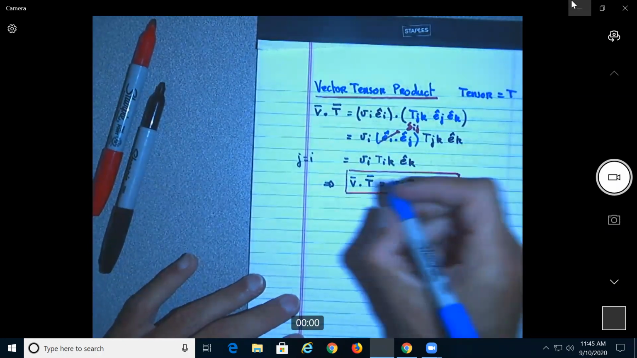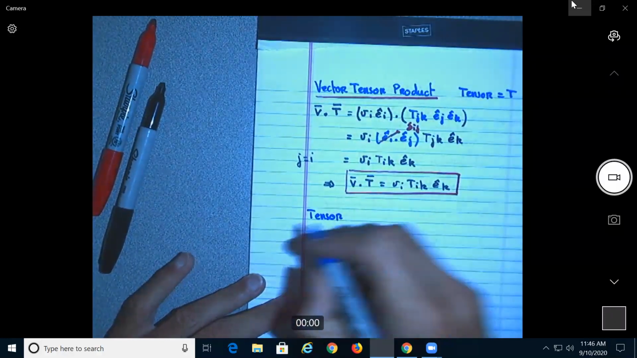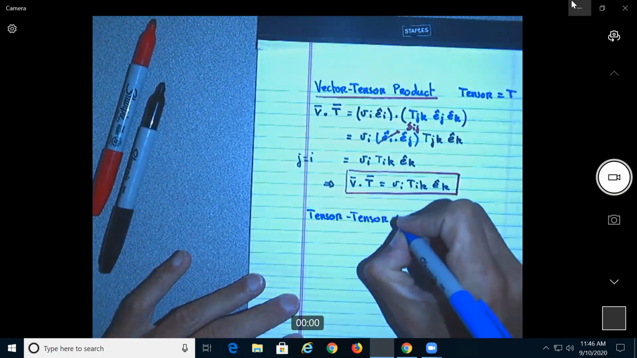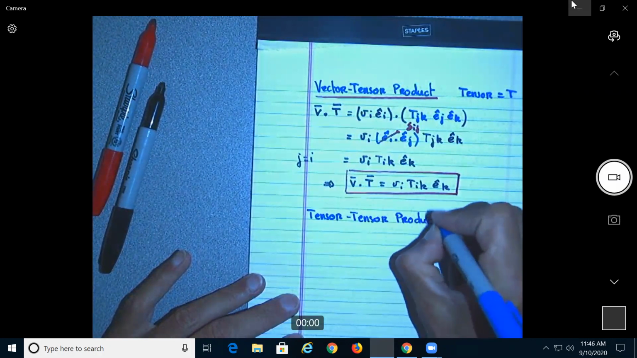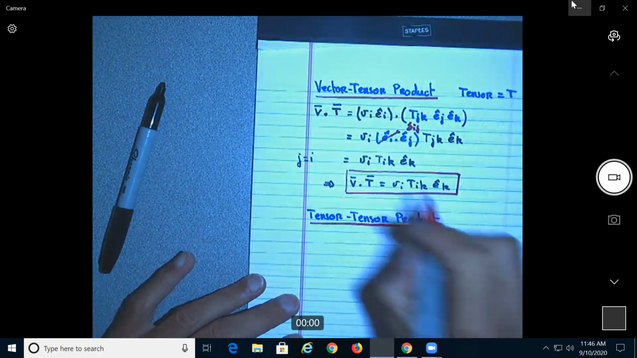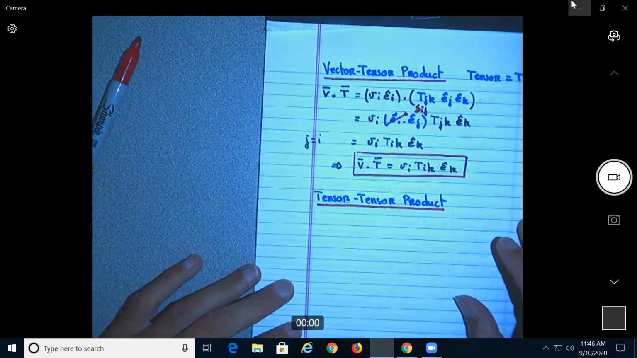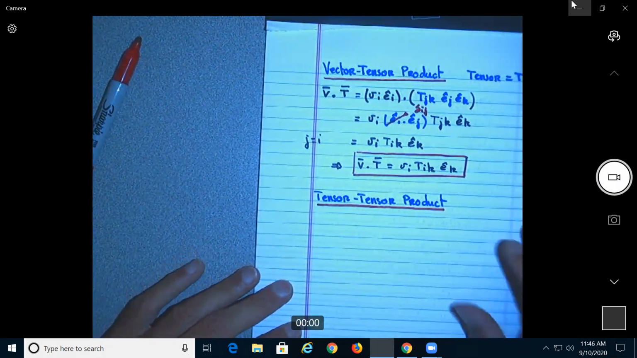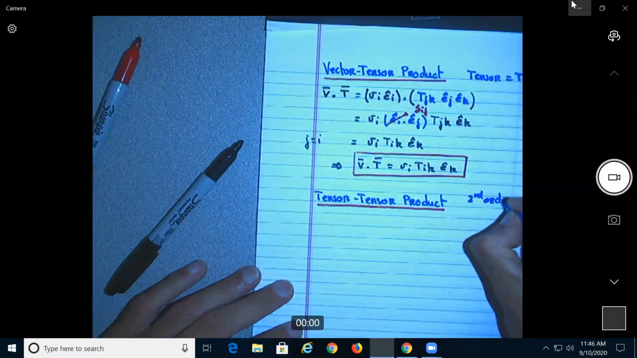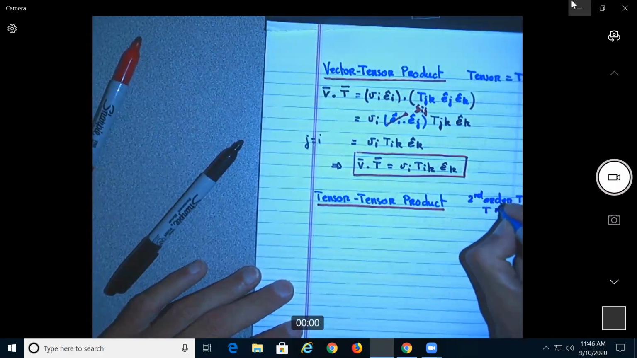All right, next we do tensor. We did vector tensor product. Now we're going to do tensor product. Okay, so we use a second order tensor. So let's say here we're going to have second order tensors, T and S.